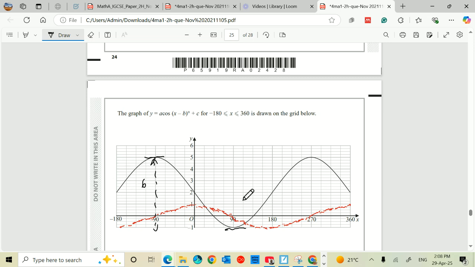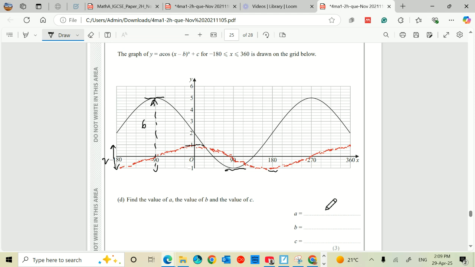And what about the maximum value for the original cos graph? Well, here is the maximum and here is the minimum, which gives me a value of 2. So how do I get from 2 to 6? What multiplier? Well, surely that gives me the value of a being equal to 3. So a must be equal to 3 because I know 3 times 2 gives me 6.